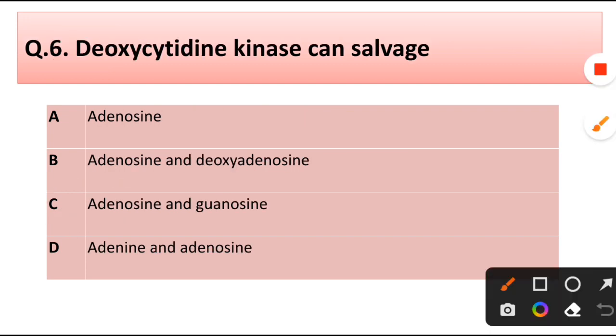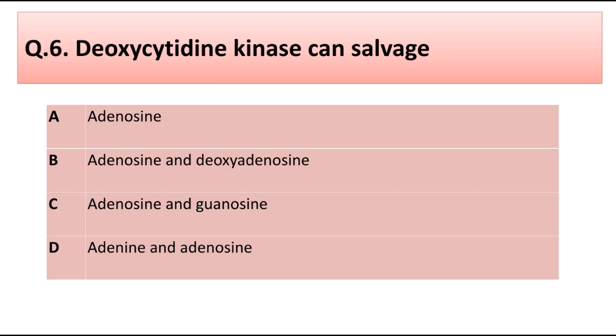Question number 6. Deoxycytidine kinase can salvage adenosine and deoxyadenosine, adenosine and guanosine, or adenine and adenosine. Correct answer is option D, adenine and adenosine.